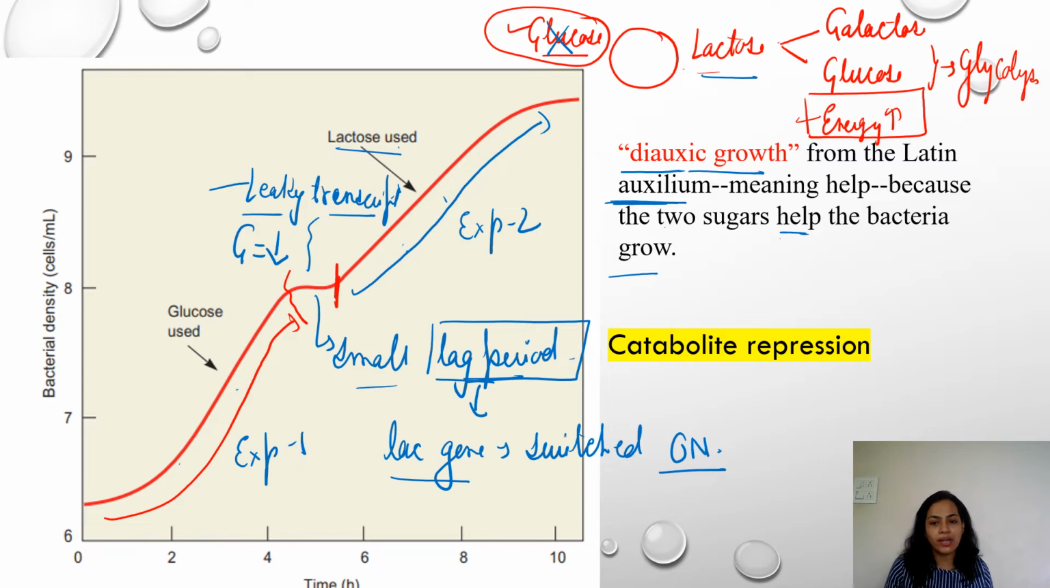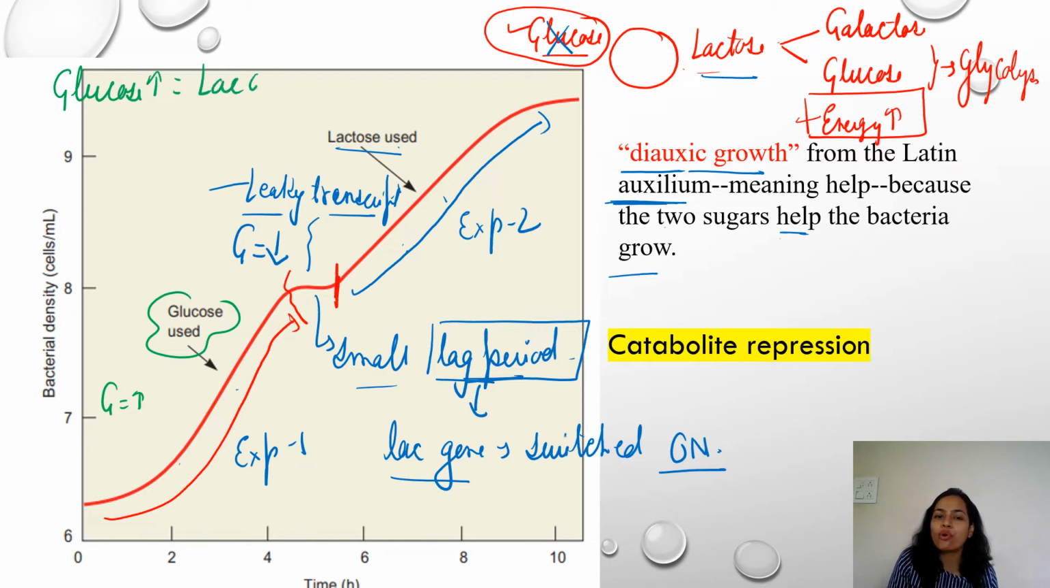Here, one important thing that you should note is that when glucose was in the media, when the level of glucose was high, the Lac Operon was switched off. Lac Operon क्या था? Was switched off. Right? Lac Operon was off.